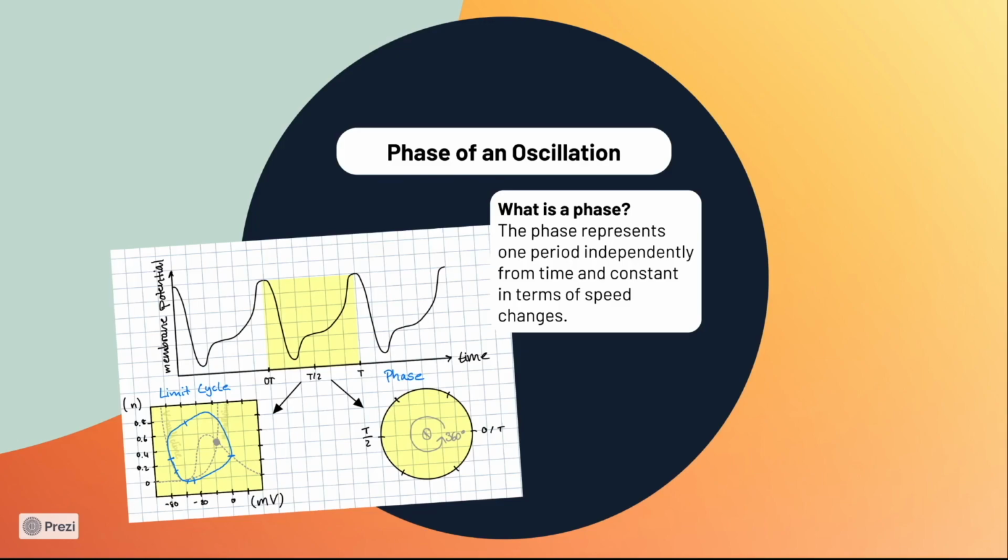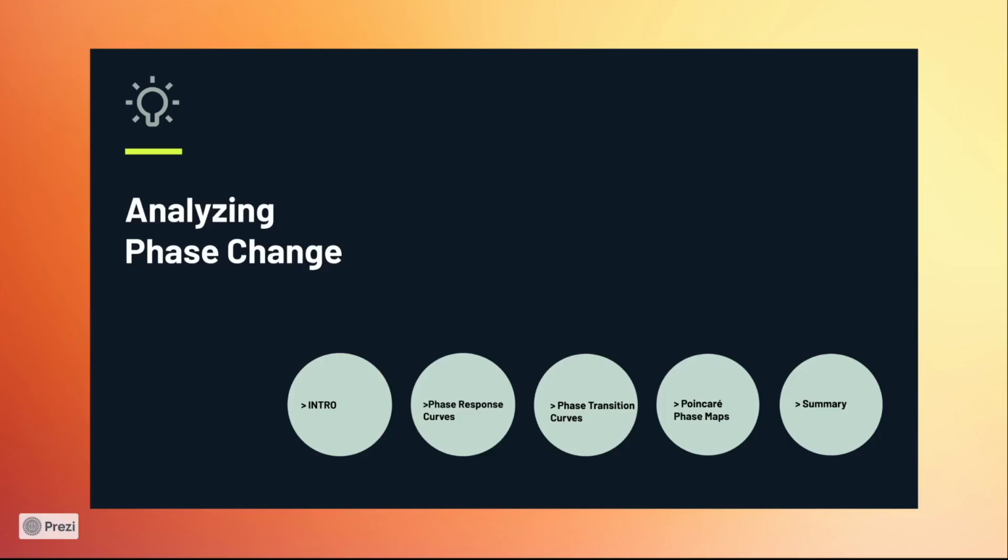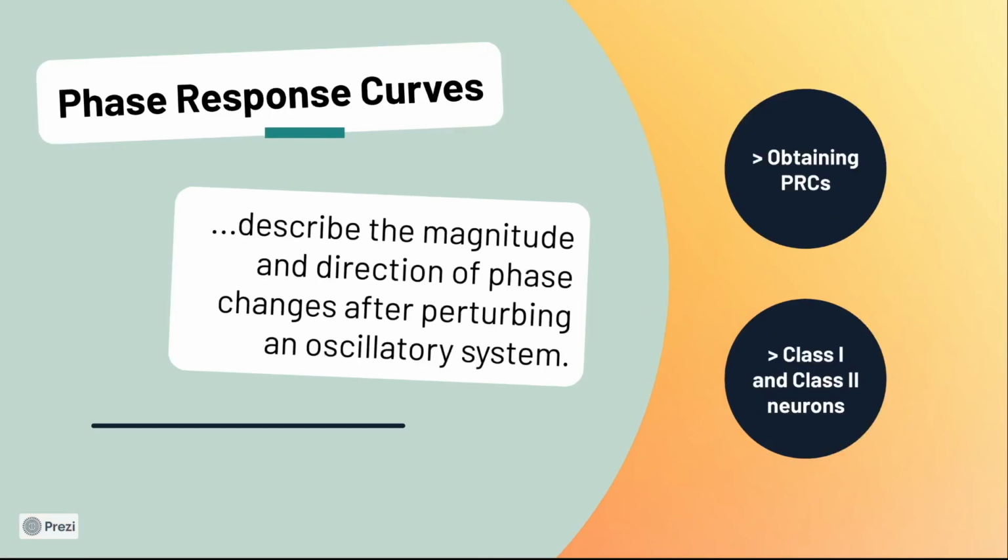And we can do that by mapping the period onto a circle, so that the beginning of the phase corresponds to 0 degrees and the end corresponds to 360 degrees, or 2 pi. This representation can help us determine the relative speed change after a perturbation. Now let's move on to the first method for analyzing phase changes, namely phase response curves.